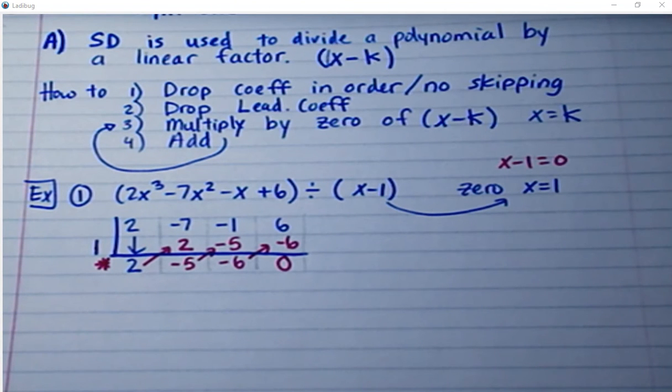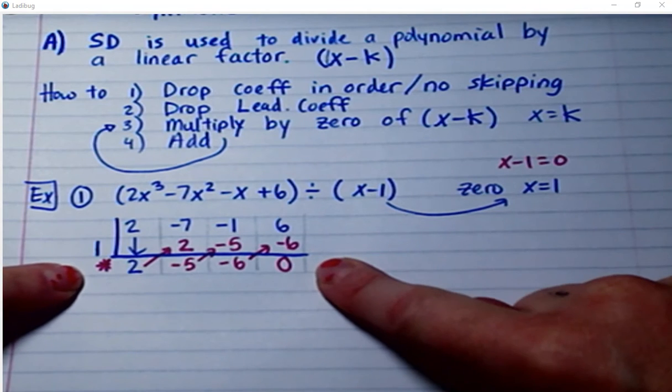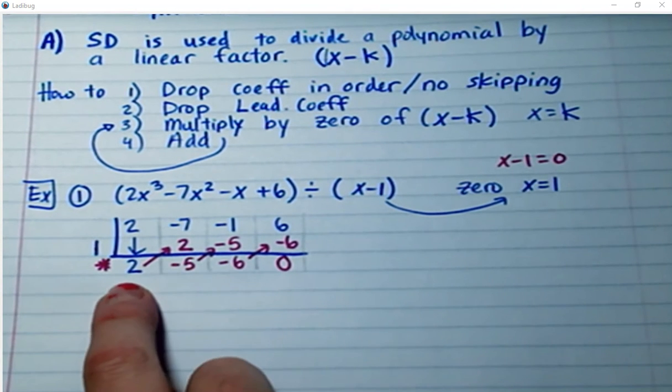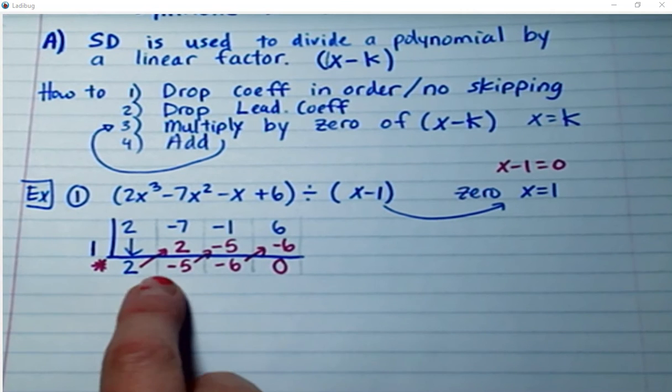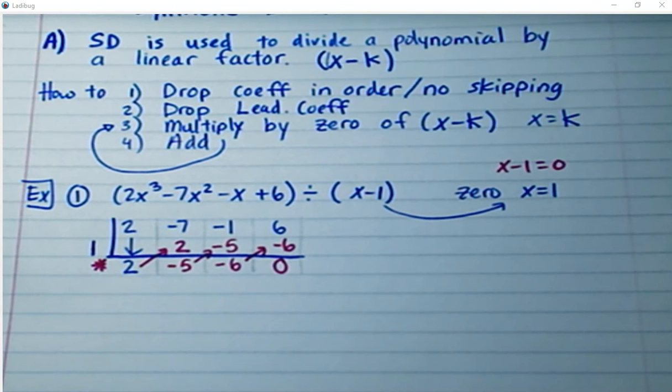All right, that's how synthetic division works. That's it, that's the whole process. Okay, I like it because it's at most 3 lines as opposed to long division, which takes like half a page. Okay, let's look at these coefficients. 2, -5, -6. Look at my answer. 2x squared minus 5x minus 6.